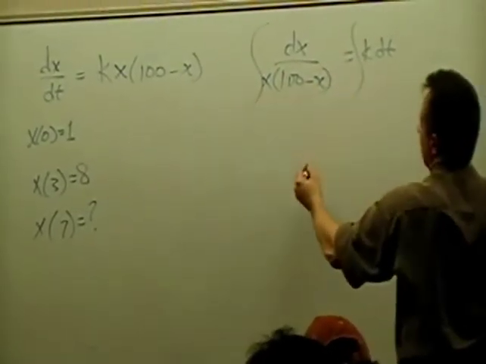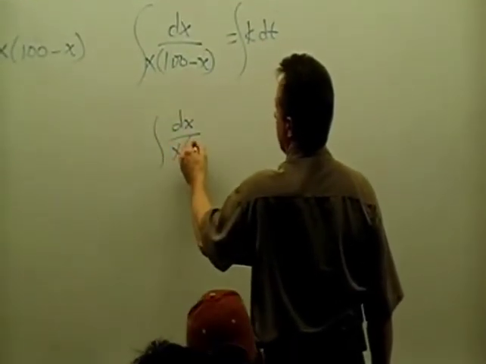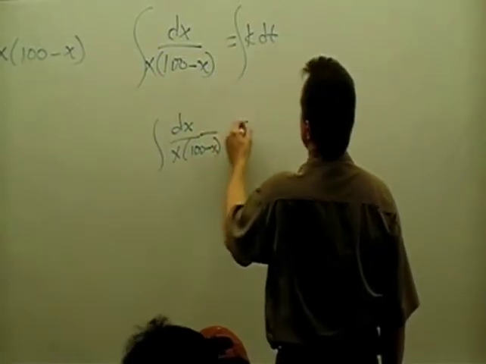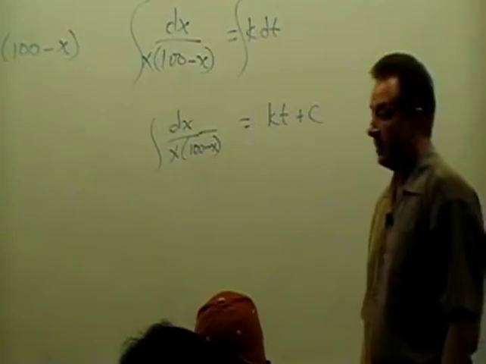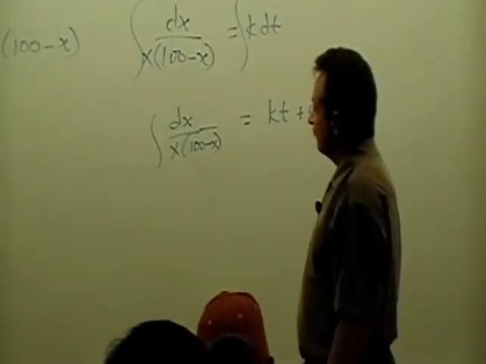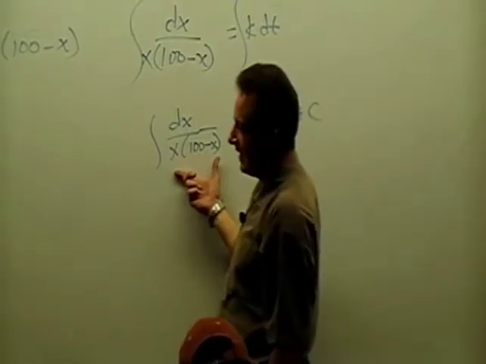Integrate, and you get this: the integral dx over x times (100 minus x) equals kt plus a constant. So let's integrate that. All right, I'll do the partial fractions for you. I didn't do that last time, so I'll do it now.